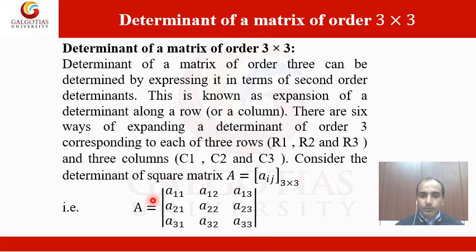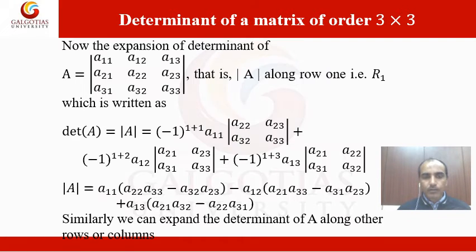As we know, this matrix of order 3 cross 3 has 3 different rows and 3 different columns. So there are 3 different ways of expanding a determinant of order 3 corresponding to each of the 3 rows, that is R1, R2 and R3, and 3 columns, that is C1, C2, C3. Now we will discuss how to write the formula to find the determinant of matrix of order 3 cross 3.